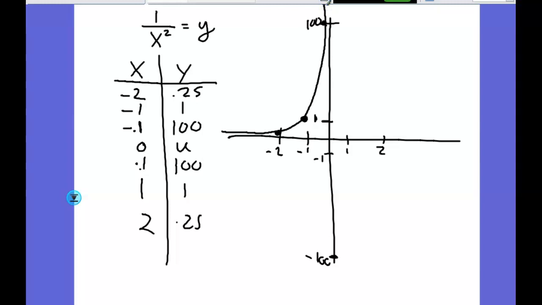On the rest of it, at 0.1, a little bit to the right of the y-axis, we're going to be all the way up here at 100. 1 is here, and then 2 is 0.25. It looks like this. And so here's what I want you guys to realize from this discussion here is the following. And here's what you guys want to be writing.